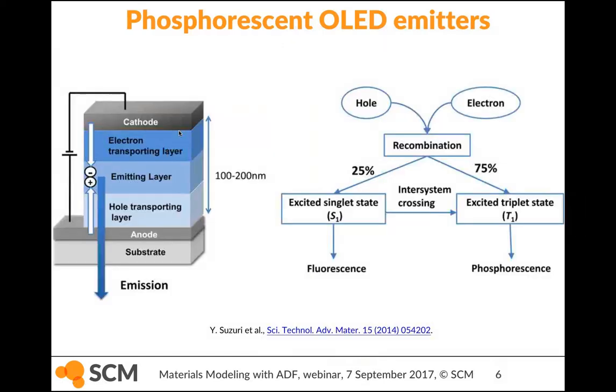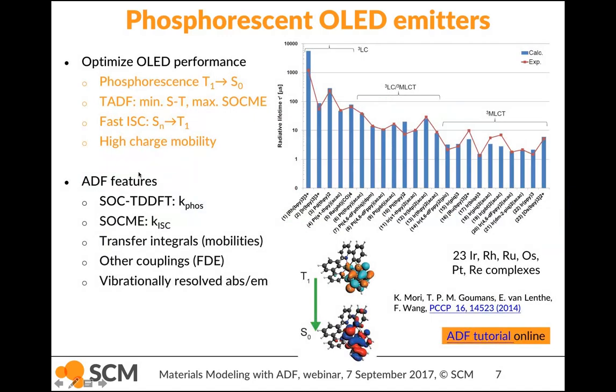And then finally, you also want to make sure that the holes and the electrons move as fast as they can, or at least you want to get the right directionality when they're moving from the anode to the emitting layer, or from the cathode to the emitting layer when you talk about electrons.